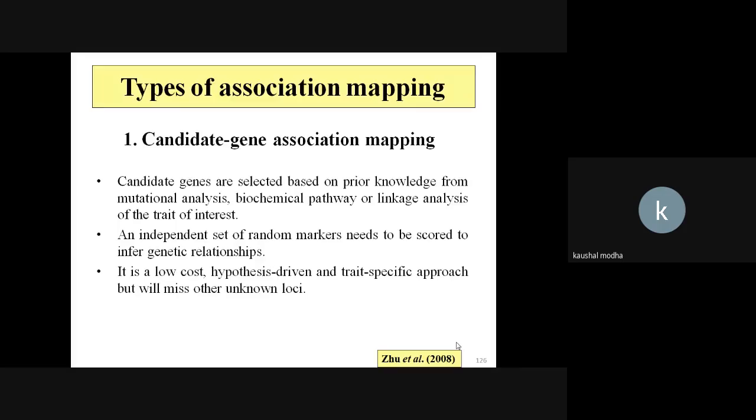Good morning to all. Yesterday there was a disconnection from the net and I couldn't join. So I think I was around this slide. So I will repeat this concept of association mapping.